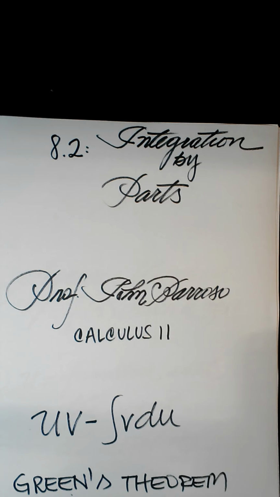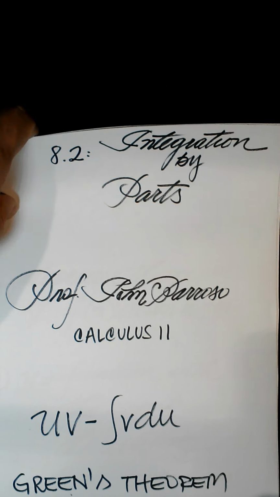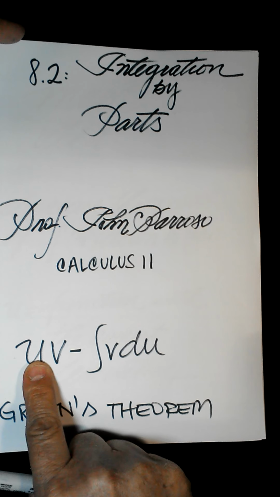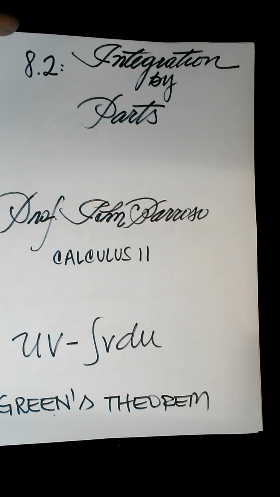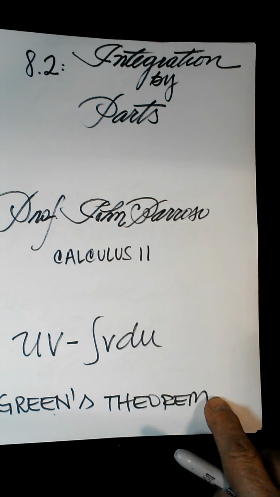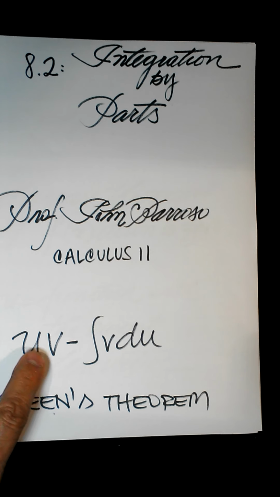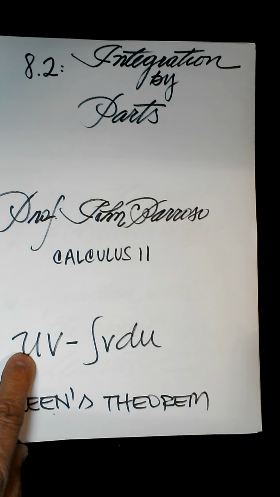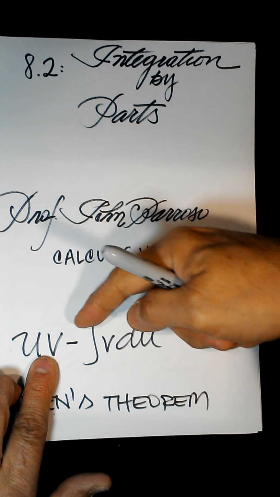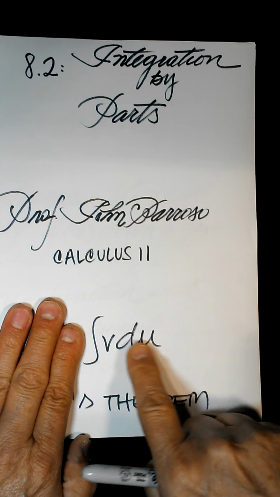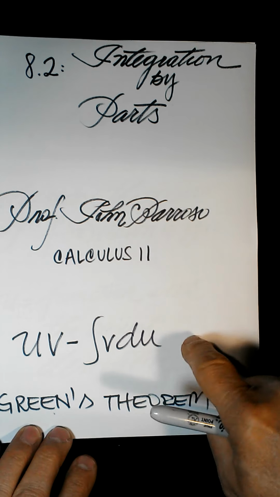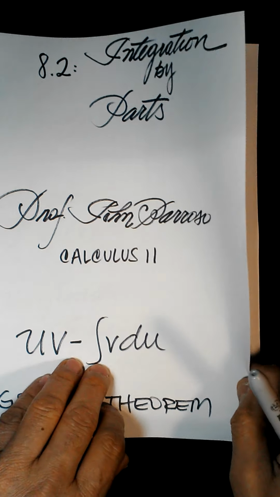This is Chapter 8, Section 8.2, Integration by Parts. Integration by parts is uv minus the integral of v du, and it's sometimes confused with Green's theorem, but we're not getting into Green's theorem. What we need to see is that we are going to produce a u and a v. Once we have the u and the v, we multiply them, and subtract this integral, which is the integral of the v du. Let's see how that works.